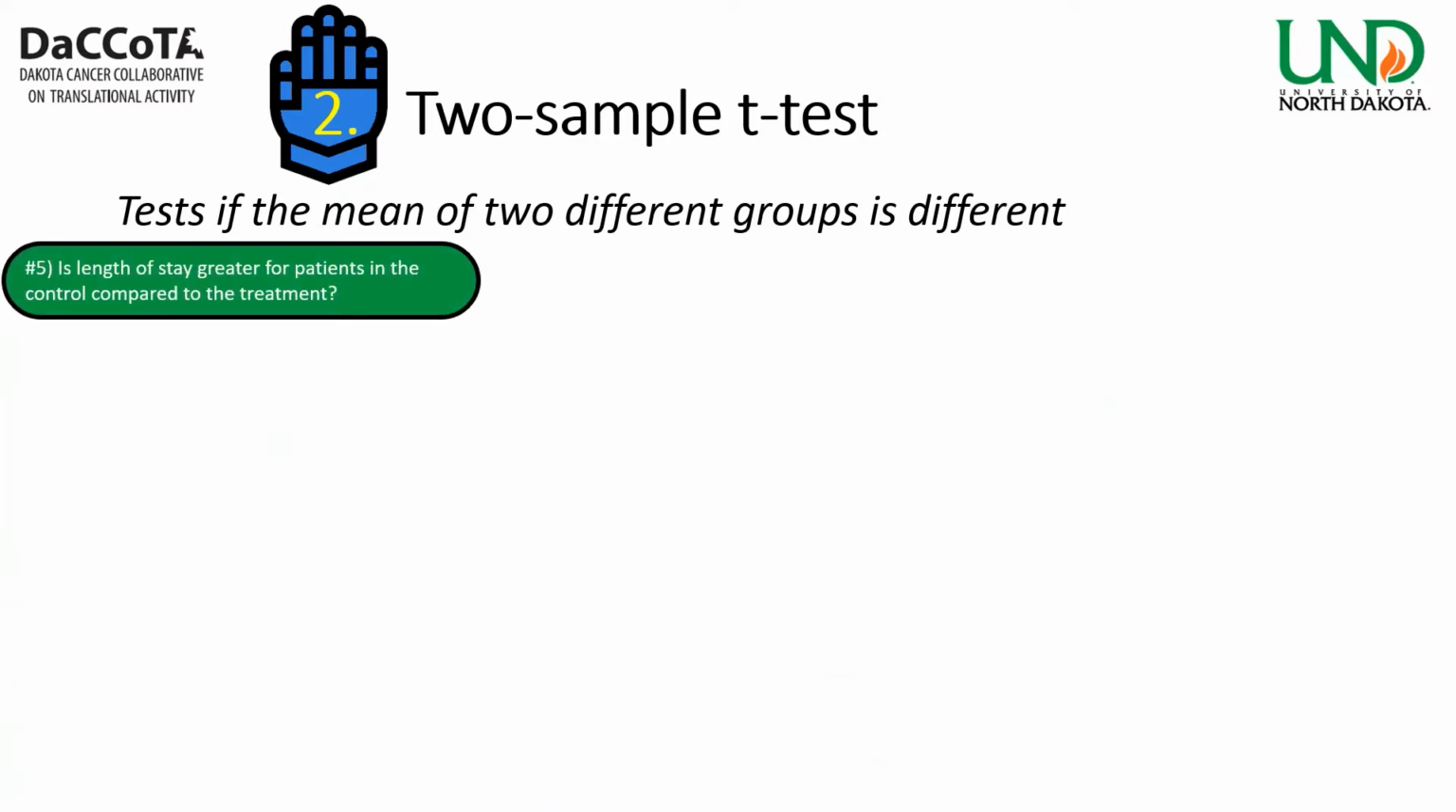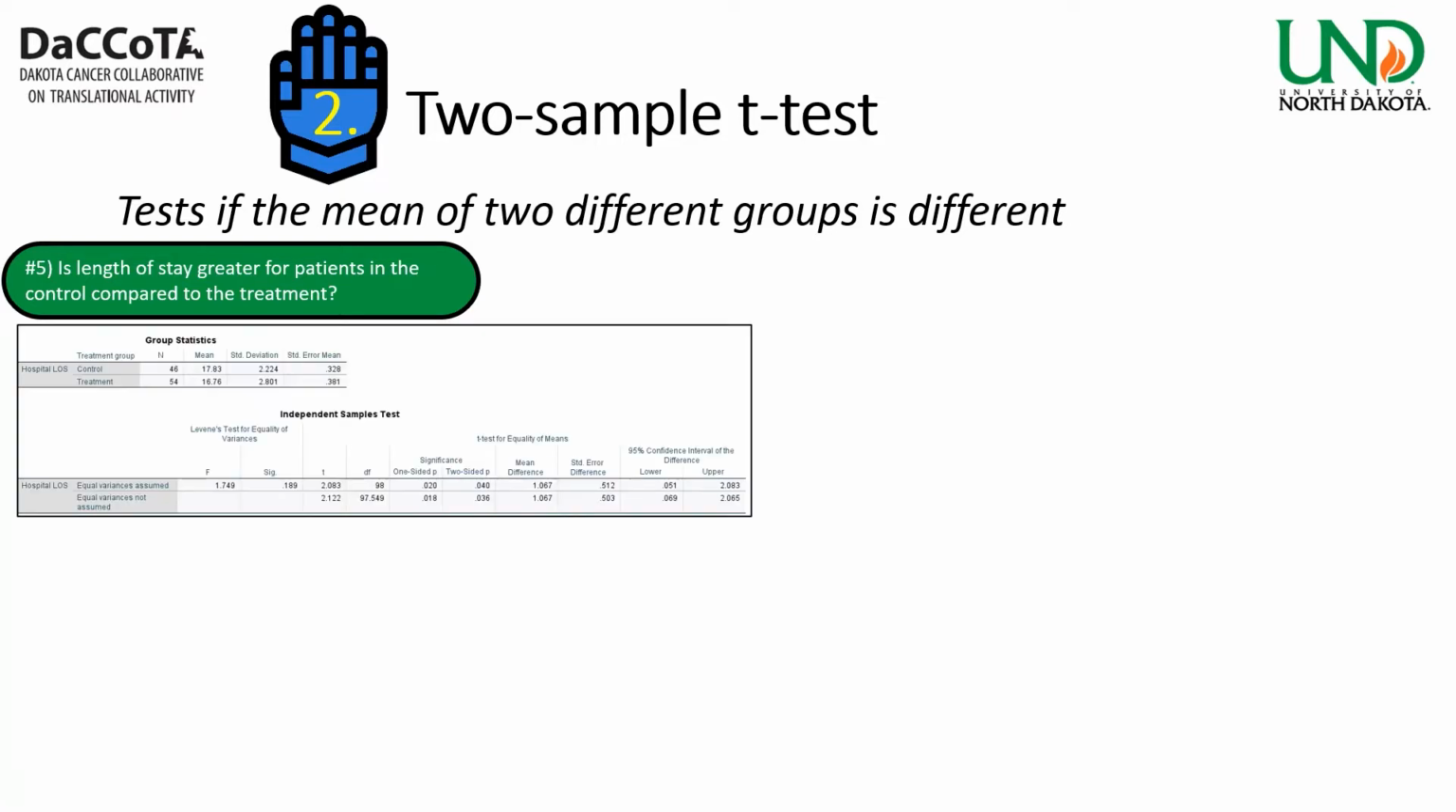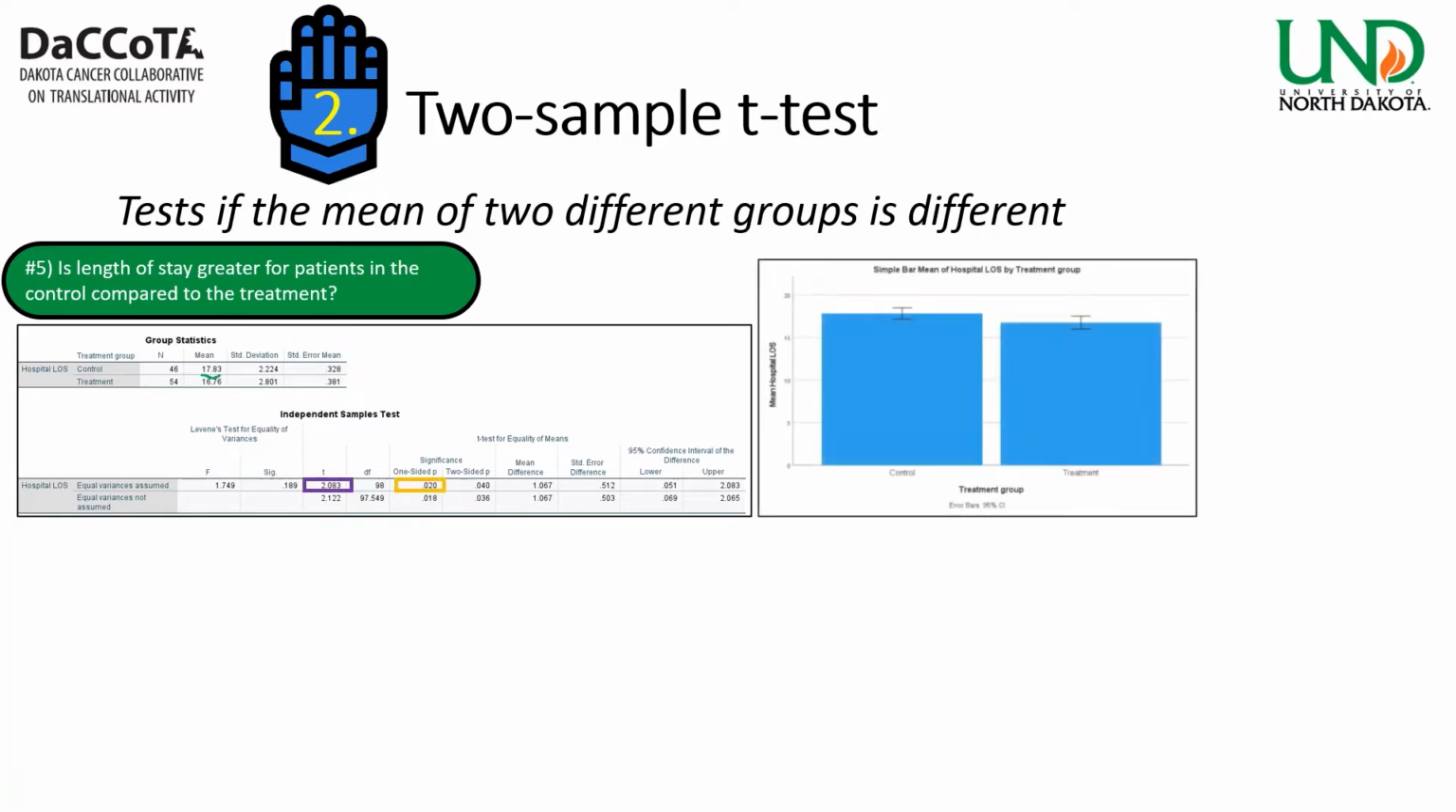Okay, looking at this, it's a different data set on patient length of stay. Is length of stay greater for patients in the control compared to the treatment? Well, we've got control and treatment. Looks like control had greater stay, but was that significant? T-value, p-value, yes, it was significant. The controls stayed longer than the treatment.